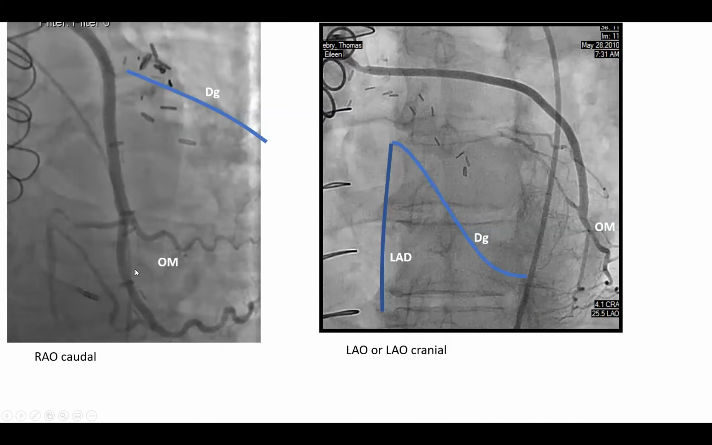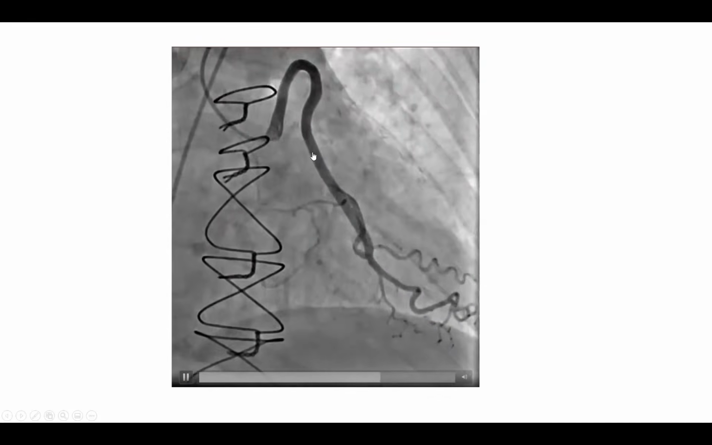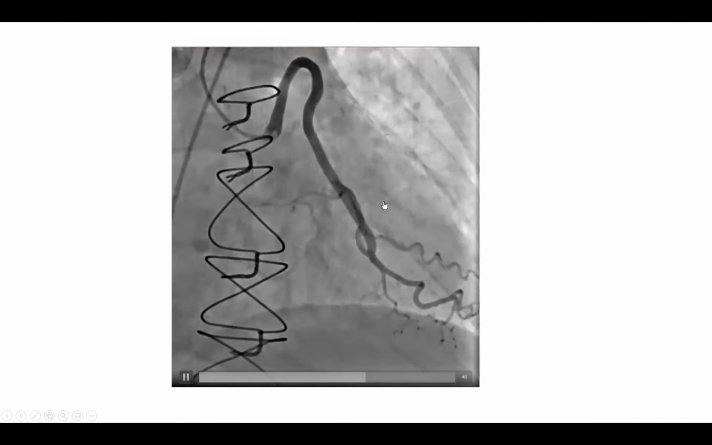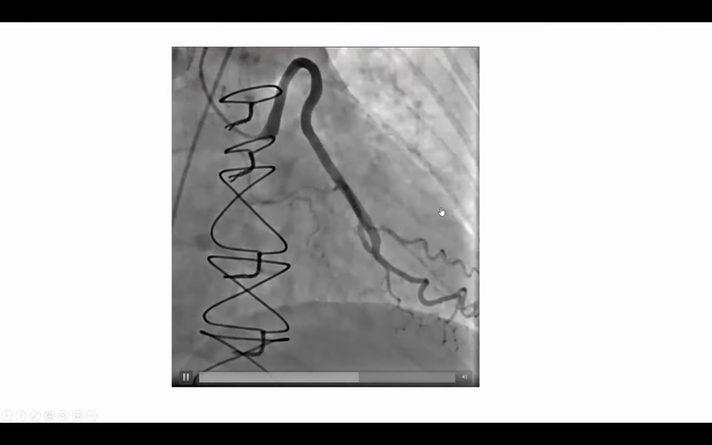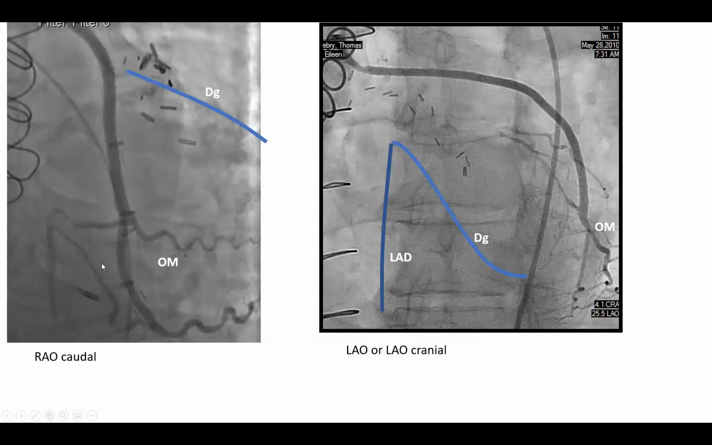I use generally two views. There are two views that help me delineate where the graft is going in case it is unclear.RAO caudal view, as is the case here. In RAO caudal view, as Ahmed described, the OMs are toward the bottom of the heart, okay? Whereas the diagonals are on the border of the heart shadow. So this one, therefore, is a graft to OM, as you can see here. This is another case, graft to OM.